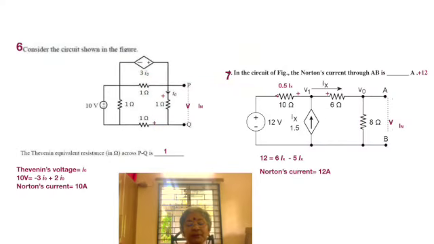We see a dependent current source, Ix into 1.5. We see a voltage source of 12 volt, and the dependence is on the current that flows through a 6 ohm resistor. And the other resistors are 10 ohms and 8 ohms.